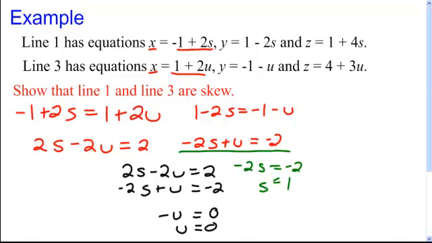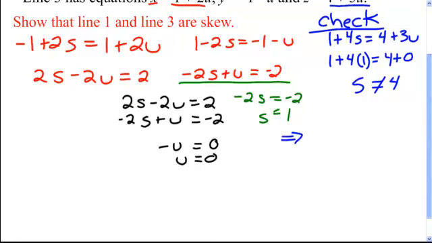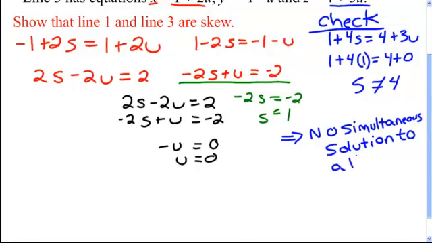So now I can set up my third equation with my z's. So 1 plus 4s has to equal 4 plus 3u. And I'm going to substitute in the two values that I already found. I found that s is 1. So 1 plus 4 times 1 would have to equal 4 plus 0. So 5 does not equal 4. So this is my check to see if this is a true statement. Because this is not a true statement, there is no simultaneous solution to all three. Therefore, skew.